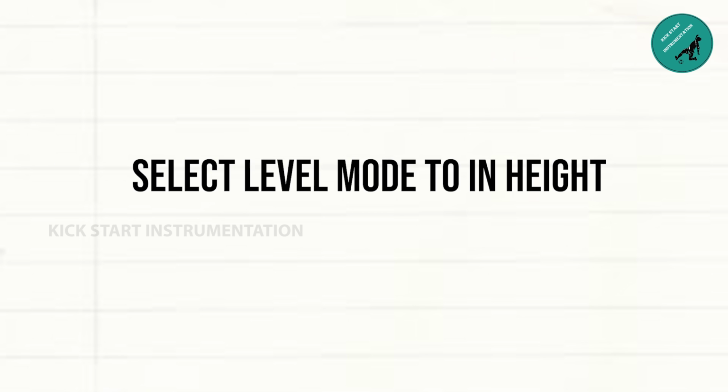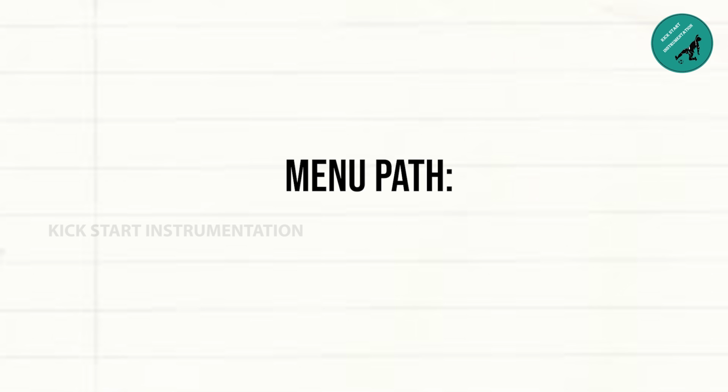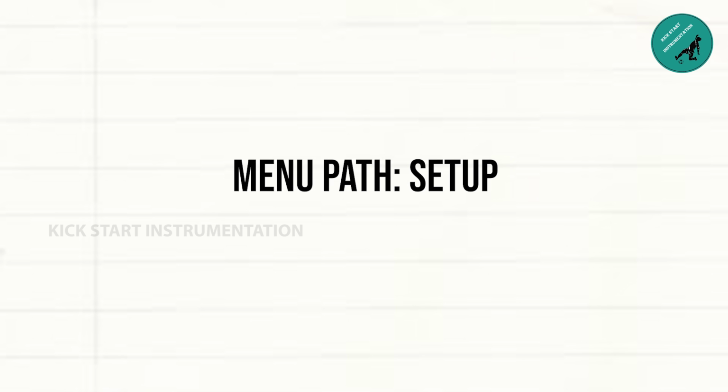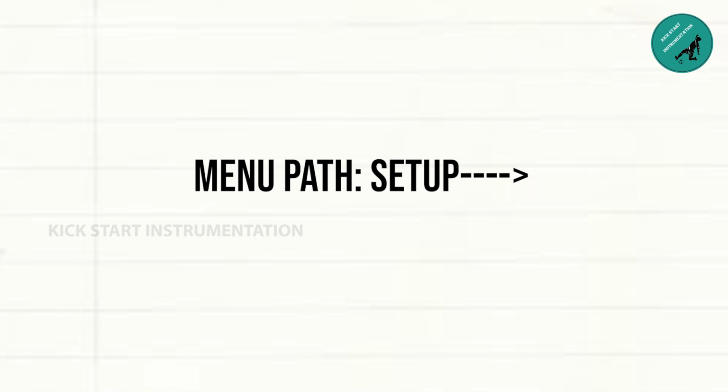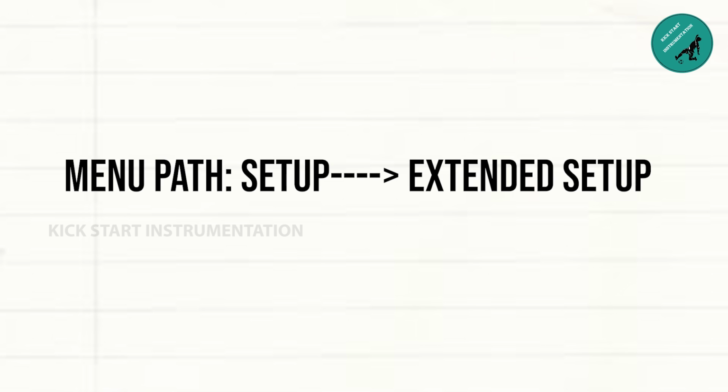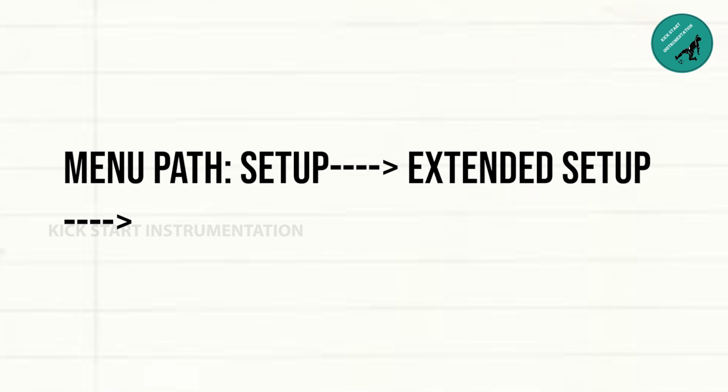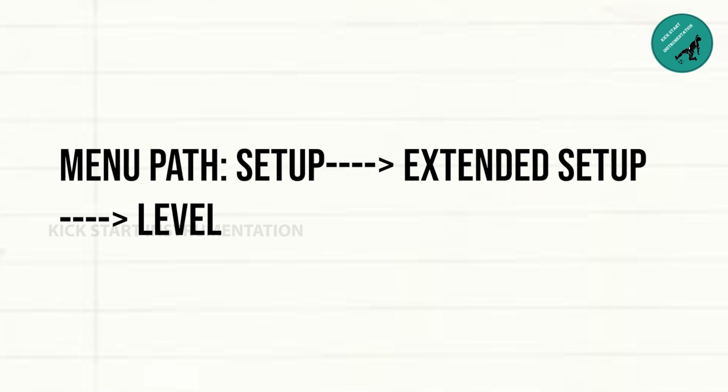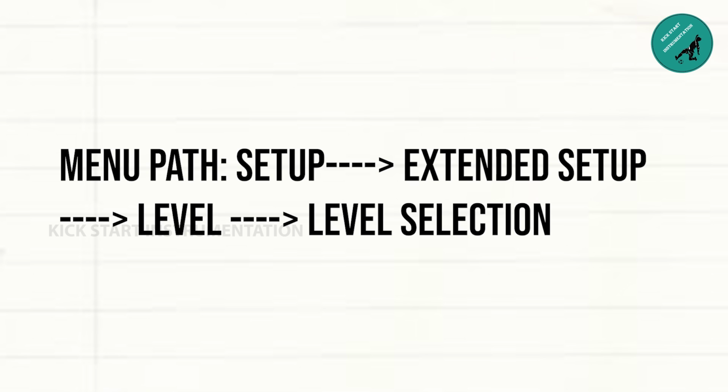Third, select level mode to in height. Menu path: search for setup and press enter. Search for extended setup and press enter. Search for level and press enter. Search for level selection and press enter. Search for in height and press enter.